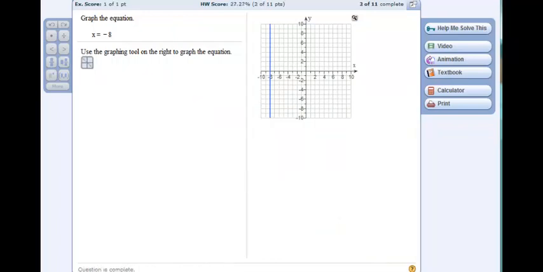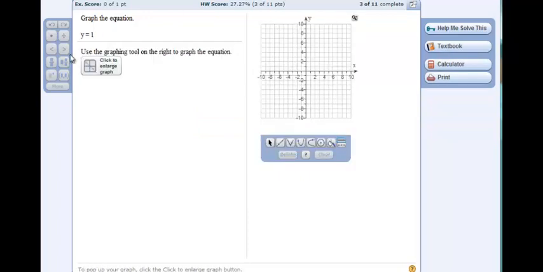Which means number 11 is going to be our horizontal line. I think you all can figure out how to do that one. So good luck on your homework and good luck on your quizzes.